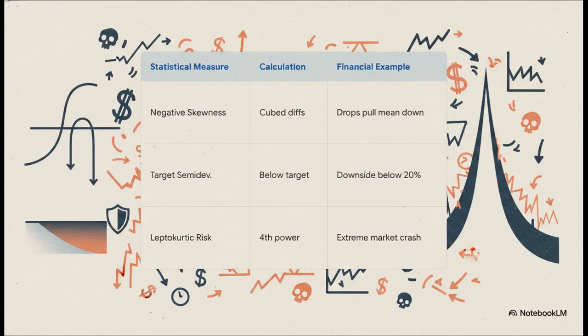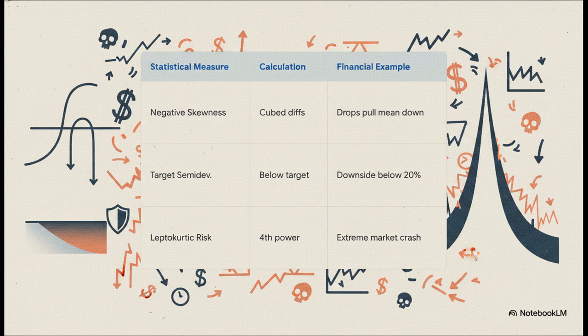Let's softly look at how these complex-looking formulas actually help protect us in the real world of finance. For instance, negative skewness shows us when tracking stock returns that our mean is being pulled down by large negative drops. Target semi-deviation lets us gracefully isolate and calculate downside risk strictly below a specific target, like 20%, so we only worry about the times we actually fall short.